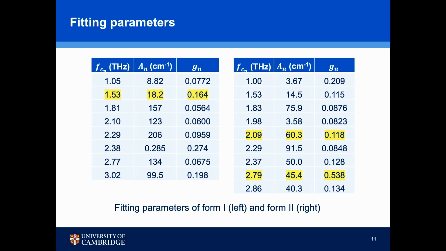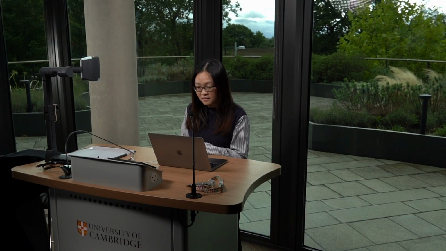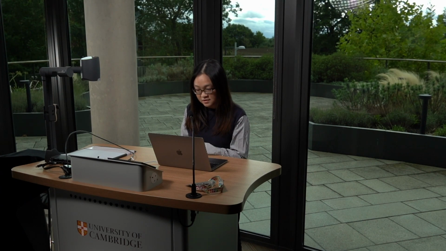The two tables here show the fitted features of the spectrum, and the highlighted modes show the ones that are predicted in the other form rather than the current one. For example, on the left side, the highlighted 1.53 terahertz is a mode predicted for form 2, while the table is showing the fitting data for form 1, same as the second table. But as you can see here, we have to use some modes from the other form to perfectly fit our experimental data. That's also evidence that there are some intergrowths in both polymorphs. So there's some form 2 in form 1 and form 1 domains in form 2. So here the table gives us confidence in the idea of intergrowths of the two polymorphs.